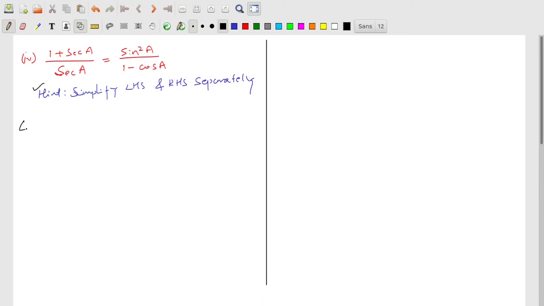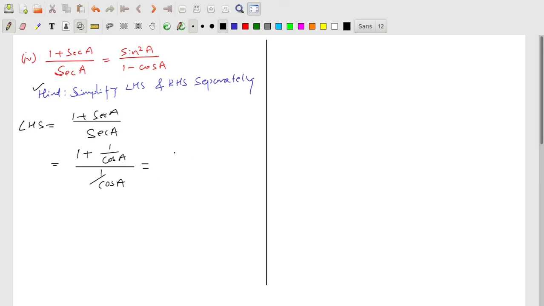So let me take the LHS here: 1 plus secant A, and then secant A. Now how do we simplify this? We can't use any identity here, right? So it is better to take secant A as 1 by cos A. If you take secant A as 1 by cos A, you will get 1 plus 1 by cos A, divided by 1 by cos A. Now just operate these two as fractions.